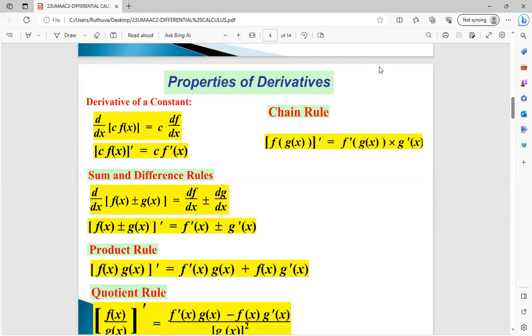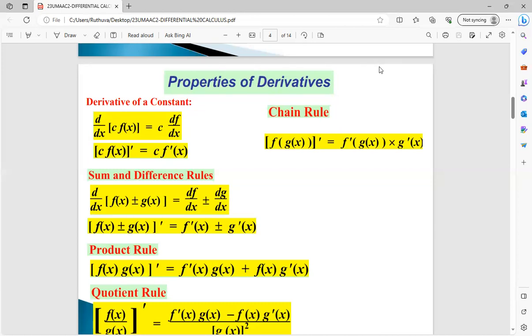Then the second property, the sum and difference rules. What are the sum and difference rules? If we add two functions and then differentiate, it is equal to differentiating the first function and the second function and then adding them, which is the sum of the derivatives. Similarly, it is equivalent for the difference rule also.